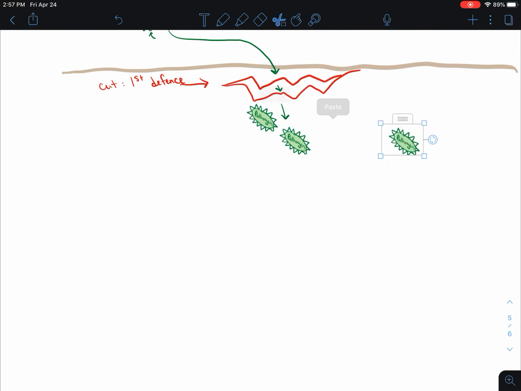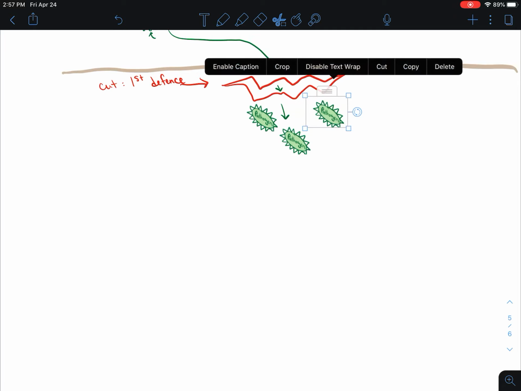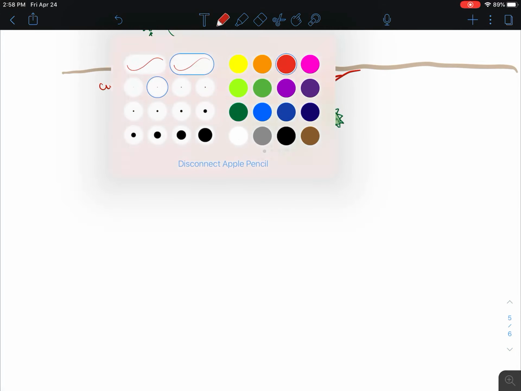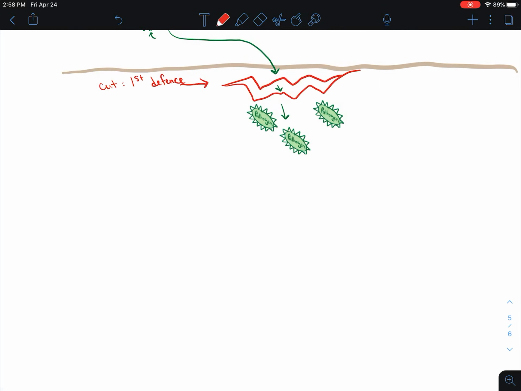Okay, so as soon as we have some pathogens entering through this cut, your body needs to react to that and try to kill them as quickly as possible. Okay, and so that's when we hit this second line of defense. And the second line of defense we also often will call inflammation.